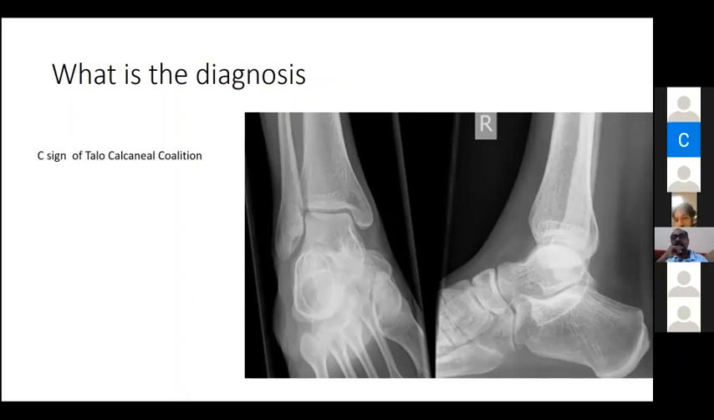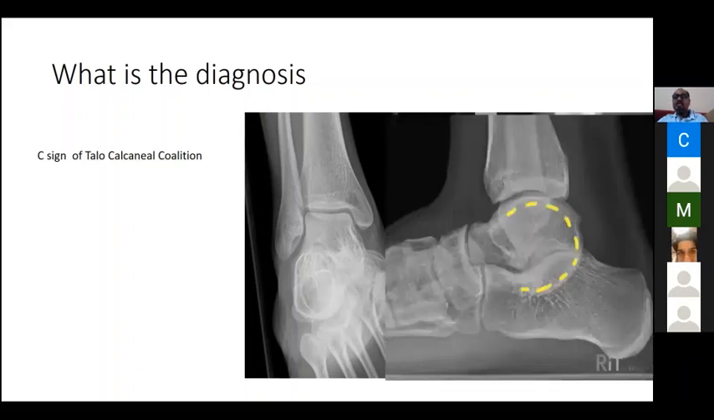And the answer is there, but how? What is it about the whole thing? What do you understand with C sign, and what is its importance? The medial dome of the talus and the posterior aspect of the sustentaculum tali produces a C sign on the lateral X-ray. So if you look at the C sign, this is what the C sign is.